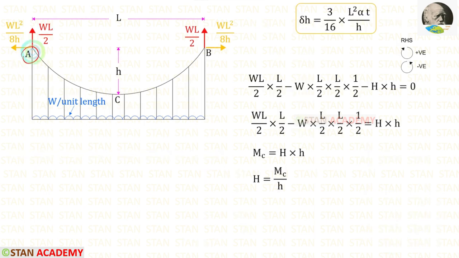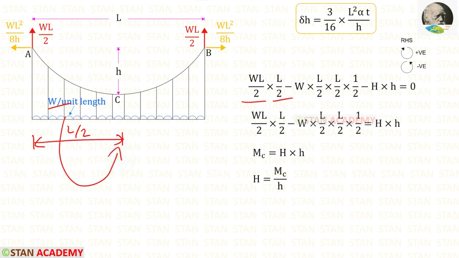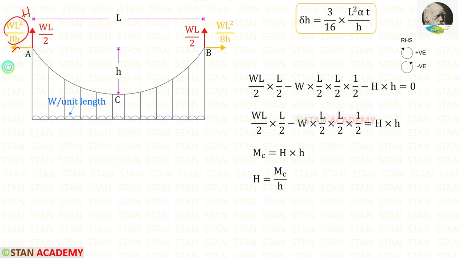Now from the point A, let us take a moment about C. RA is acting in the clockwise direction, so that it will be positive and the distance is L by 2. The uniformly distributed load is acting in the anticlockwise direction, so that it will be negative. For this load, we have to multiply with the distance and a distance by 2. The horizontal thrust H is acting in the anticlockwise direction, so that it will be negative. For the horizontal thrust, we have to take this distance. This distance is h. Let us take this term on the other side, so it will become positive. This is the bending moment. Let us keep this moment as MC.